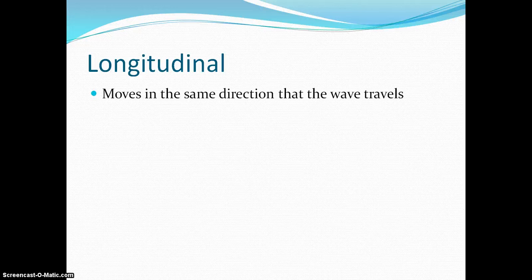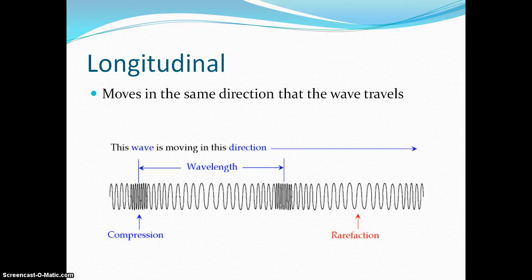Now, a longitudinal wave moves in the same direction that the wave travels. The easiest way to think of this is like a slinky that you're moving back and forth. You see the direction of the wave goes from left to right. Okay, so it moves from left to right, but the wave, instead of going up and down like we had before, is also moving left to right. So you think of it like a slinky. When you compress it, it moves from left to right, the same direction that the wave is moving.